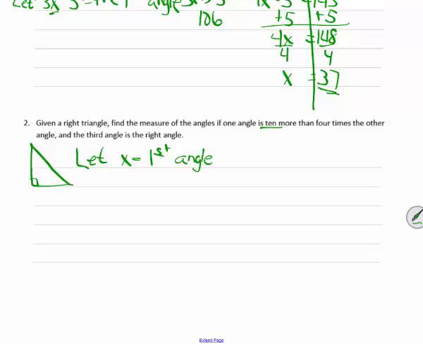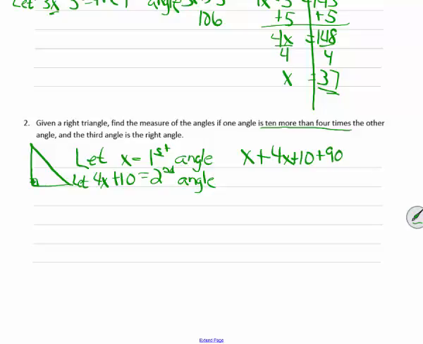Okay, so then the other one is 10 more than 4 times the other angle. 10 more means plus 10. So let 4x plus 10 equal the second angle. Now, going back to 7th grade, I know that all of the angles in a triangle have to add up to 180 degrees. So if I have x plus 4x plus 10 plus 90, I can't forget about the right angle right over there, it has to equal 180 degrees. Right, next step, I have to combine my like terms. So 4x and x is 5x.